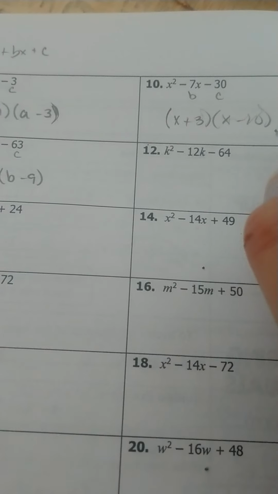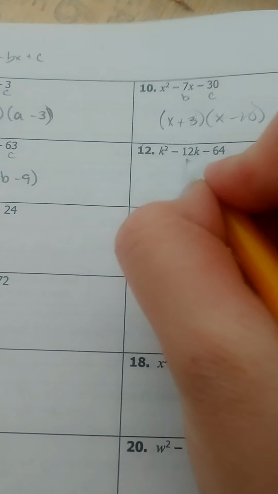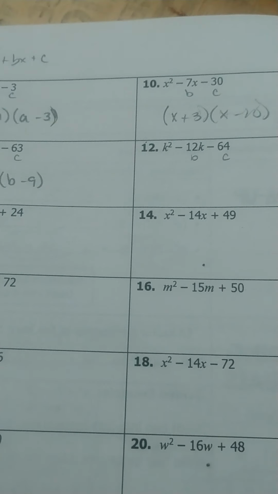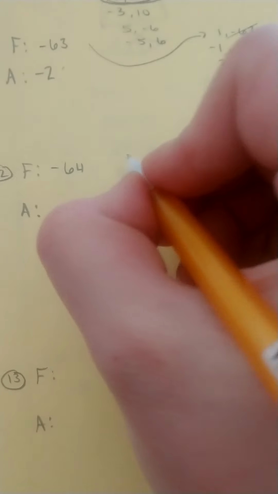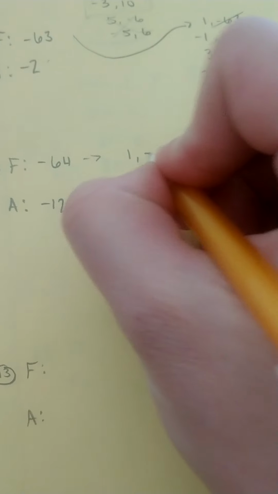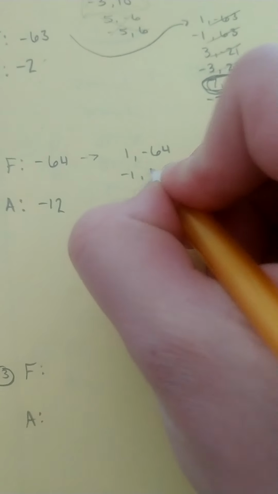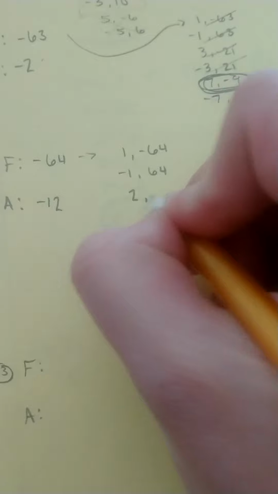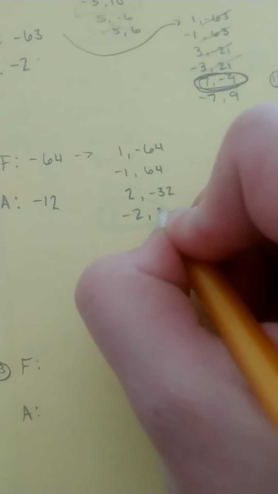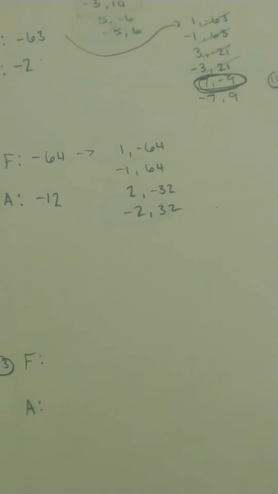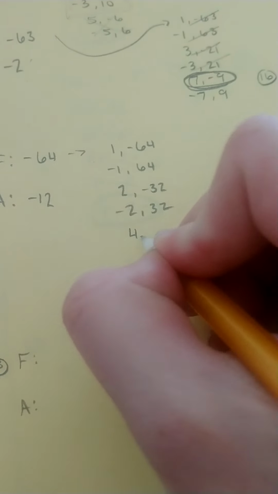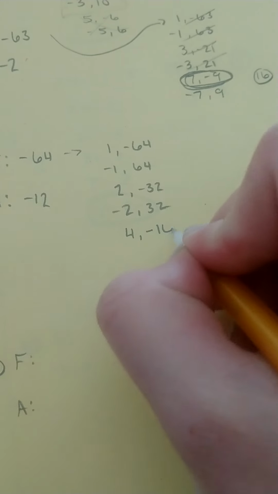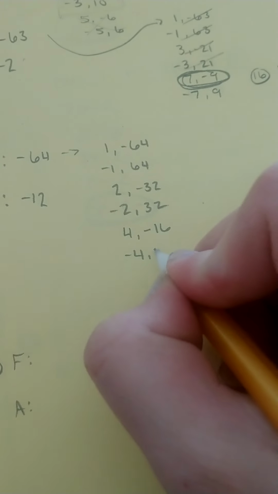Number 12, k squared minus 12k minus 64. That's my B, that's my C. So I want factors of -64 that add together to give me a -12. So coming back over here to my paper. Factors of -64. I've got 1 and -64, -1 and a +64. 2 and -32, -2 and a +32. Let's see, 3 does not go in, 4 goes in. So I've got 4 and -16 or a -4 and a +16.